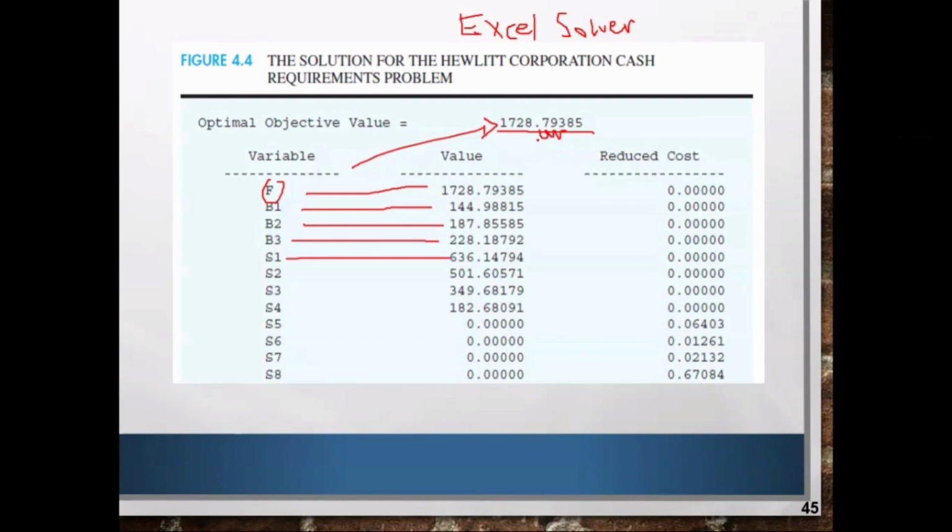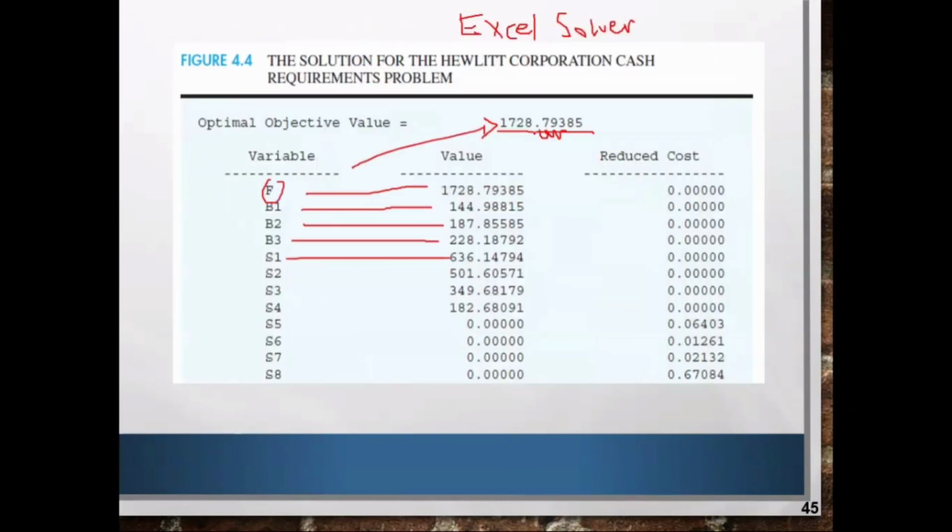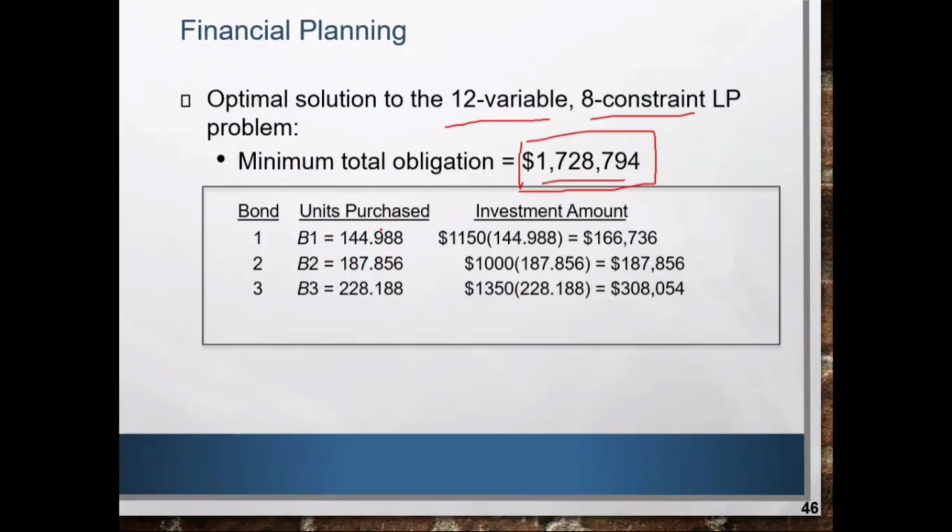So, as I said, you should move it back 3 decimal places to the original place if you moved the 3 decimal places. So here, 794. Don't forget to round off. Next is the units purchased. These are the number of bonds purchased. So we have here bond 1 equal to 144, bond 2, 187, and bond 3, 228.